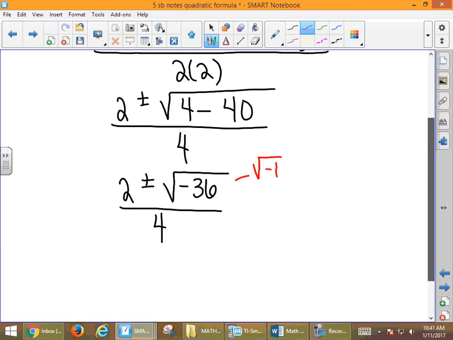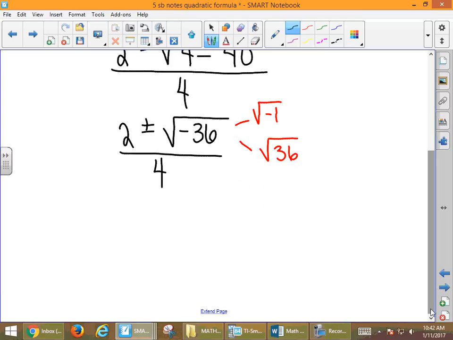Square root of negative 1 times square root of 36. Can we take the square root of negative 1? Well, we have a value for it. The square root of negative 1 is i. Can we take the square root of 36? And it is 6. So this is 2 plus or minus 6i, divided by 4.